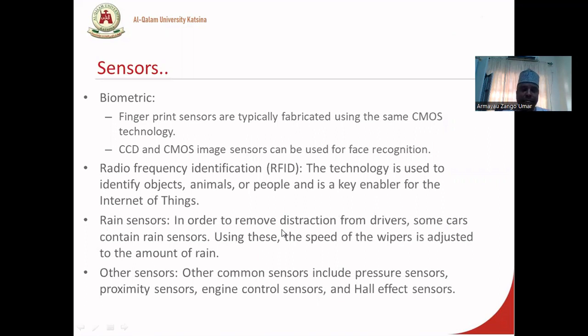Yes, modern cars are equipped with rain sensors, so that the speed of the wiper is adaptive to the amount of rainfall falling on the windscreen. And there are plenty of types of sensors such as pressure sensors, humidity sensors, engine control sensors, and all event sensors. In essence, what we are saying is that embedded systems mostly use sensors as their input devices.